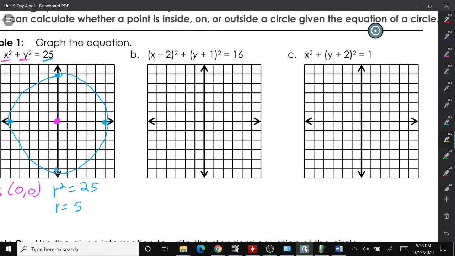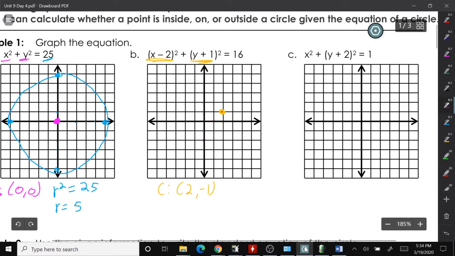Okay, so the center of this circle is going to be 2 comma negative 1. So the opposite of what you see here. So positive 2 comma negative 1. There's your center. Then this 16 is the radius squared. Take the square root of 16, you get 4. So then I'm going to go 4 in every direction. And that's how this circle will look. The center is at, again, 2 comma negative 1.